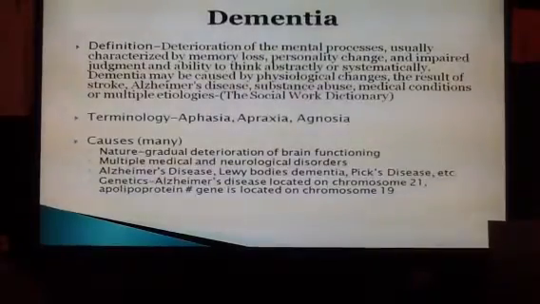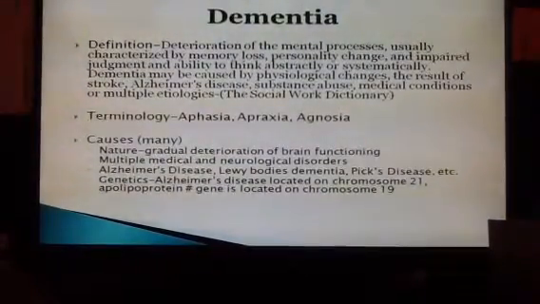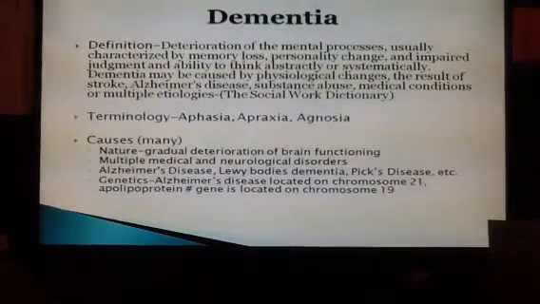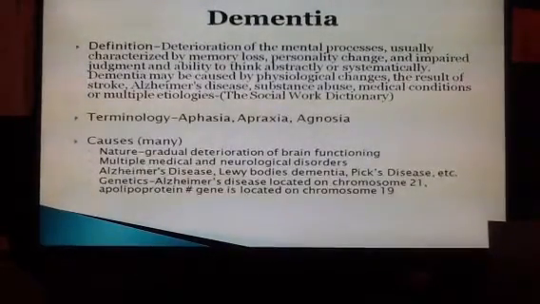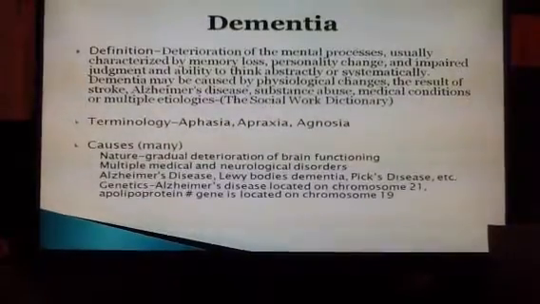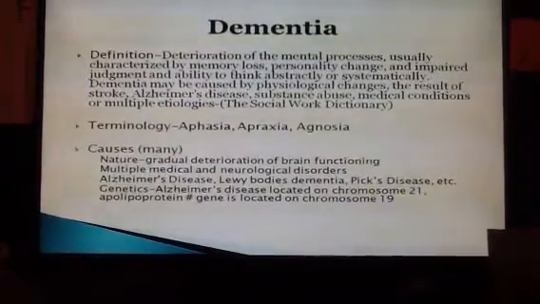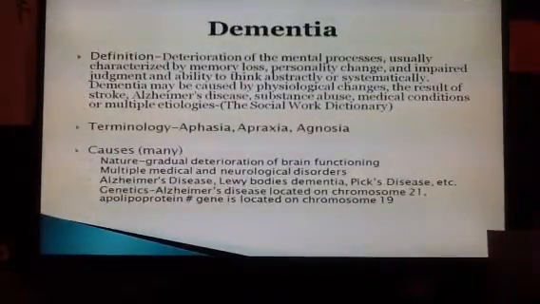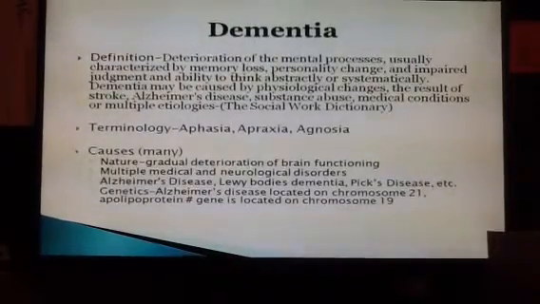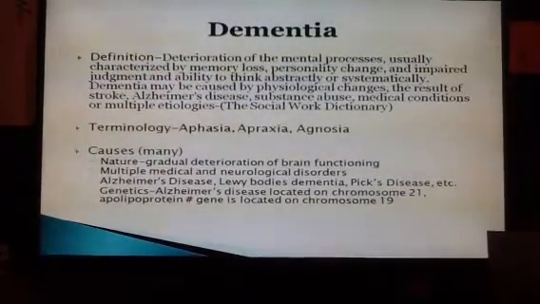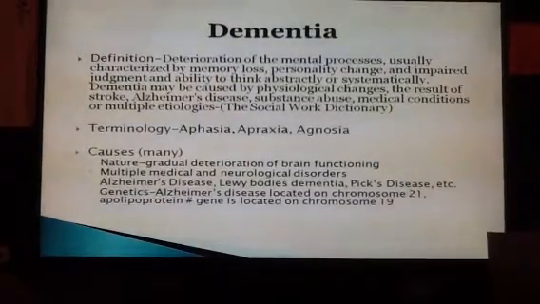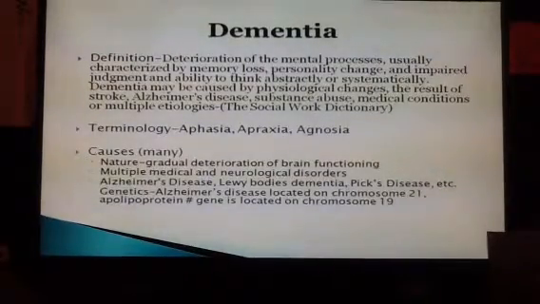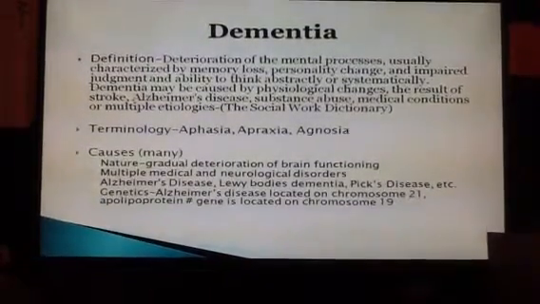Terminologies that are involved with dementia are aphasia, apraxia, and agnosia. Aphasia refers to losing the expression of language. Apraxia refers to the ability with verbal, when they cannot say what they want, or the physical part, where they desire to move but cannot move the way they want. And agnosia is the loss of ability to recognize objects, people, and sounds.